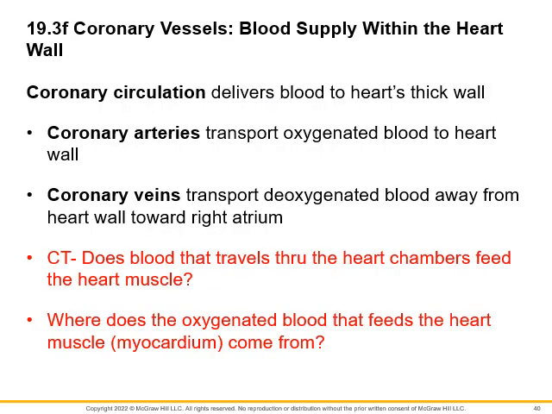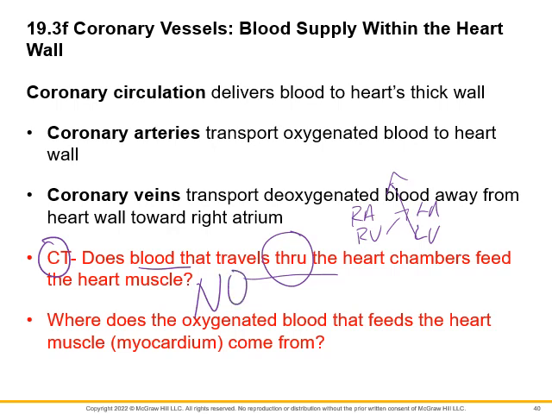So now we have to talk about the coronary vessels. These are the vessels that are actually going to feed the heart wall. So critical thinking: does the blood that travels through the heart, going right atrium, right ventricle, out to the lungs, and then back to the left atrium, left ventricle, and then out to the body, if it's traveling through the heart chambers, does it actually feed the heart muscle? And the answer is no.